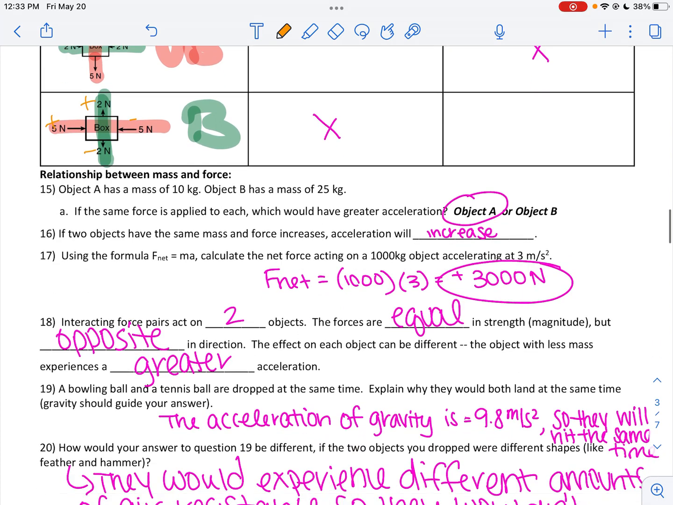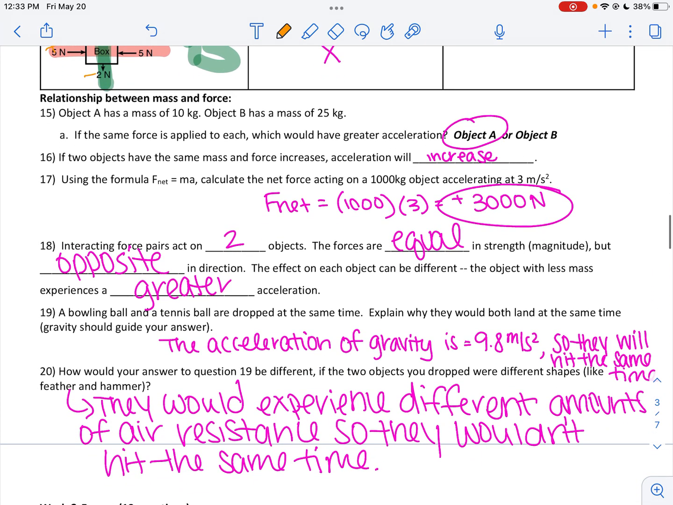Remember, with F net equals ma, if I exert a greater force, the object is going to accelerate a little bit faster. If the object has more mass, it's not going to accelerate as quickly. When you're using F net equals ma, remember m stands for your mass, a stands for your acceleration. So on 17, you're just going to go ahead and take your 1,000 and multiply it by your 3.